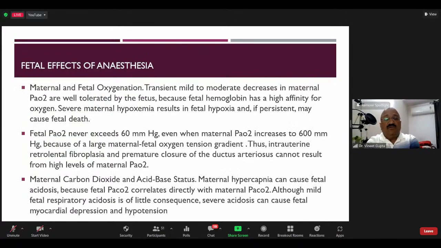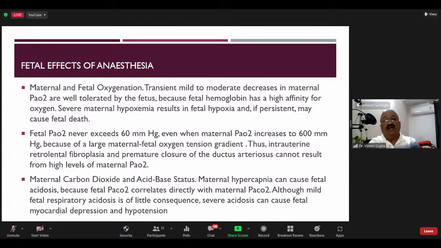Then fetal effect of anesthesia. Maternal and fetal oxygenation. Transient mild to moderate decrease in maternal PO2 is well tolerated by the fetus because fetal hemoglobin has a high affinity for oxygen, one. Second, severe maternal hypoxia may result in fetal hypoxia and if persistent may cause fetal death.